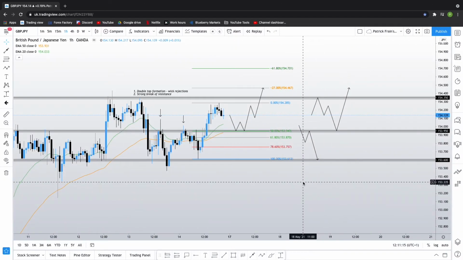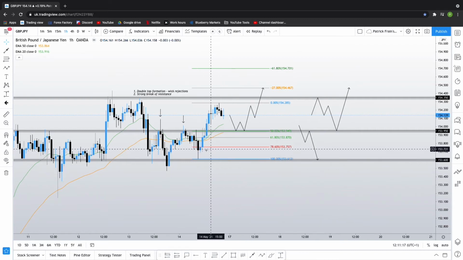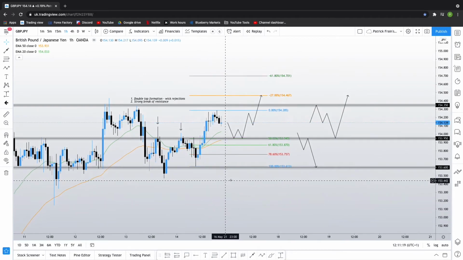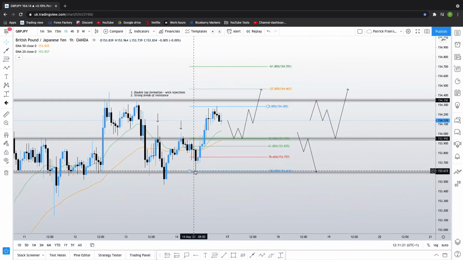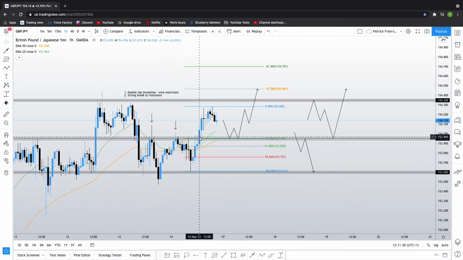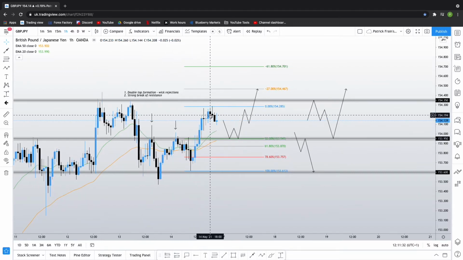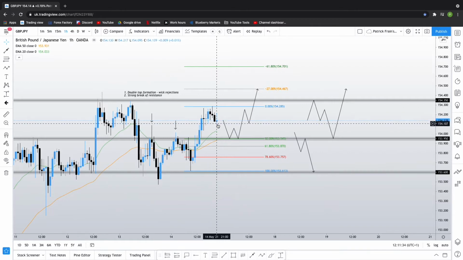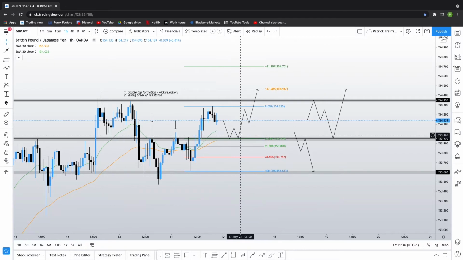Dropping down to the hourly time frame guys on pound yen, as you can see, we do have a clearer picture of the Fibonacci retracement. As you can see, the swing low to the swing high, we did have a level which was acting as resistance. We did have two long wick rejections rejecting this level. As you can see, we then did get the break of this level of resistance, and now we are looking for price to pull back to this level and act as support of our 50% level.